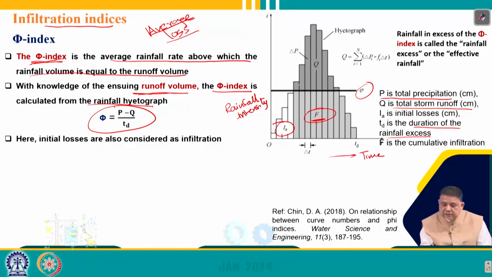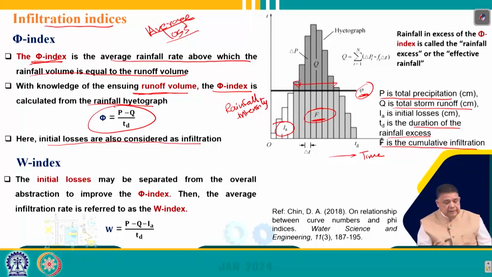The rainfall excess is this period, where the precipitation is greater than the losses, and the losses here are represented by the phi index, and F is the cumulative infiltration. Obviously there are initial losses, and when the overland flow occurs, the infiltration process continues. This is what the picture shows, and these initial losses are also considered as infiltration in the case of the phi index.